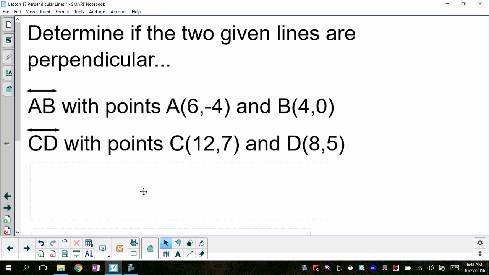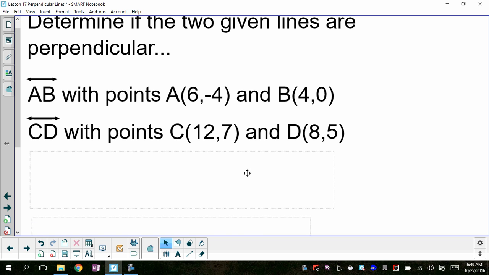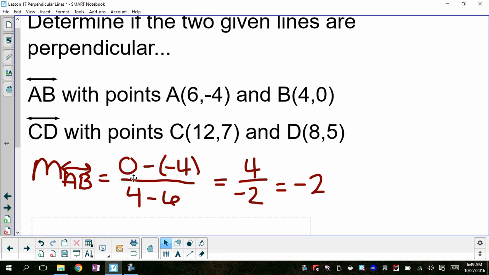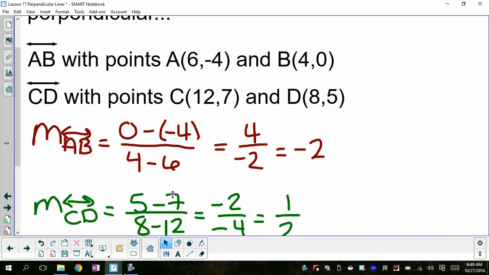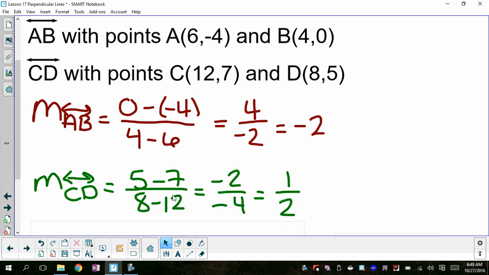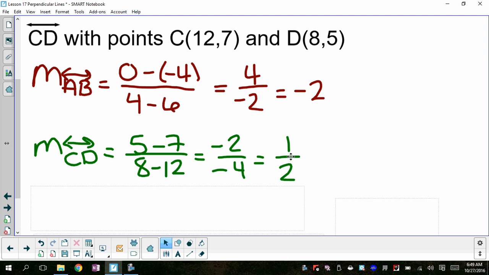So let's try an example like we did with parallel lines. Let's see if these lines are perpendicular. We'll find the slope of each line. Here's the slope of AB using the slope formula. We'll find that the slope of AB is -2. We'll find the slope of CD. We'll find it to be 1/2. Now we need to compare these two slopes to determine whether or not line AB and line CD are perpendicular if we graph them.